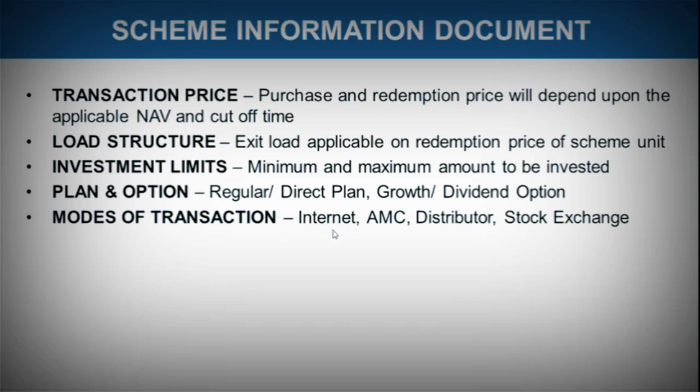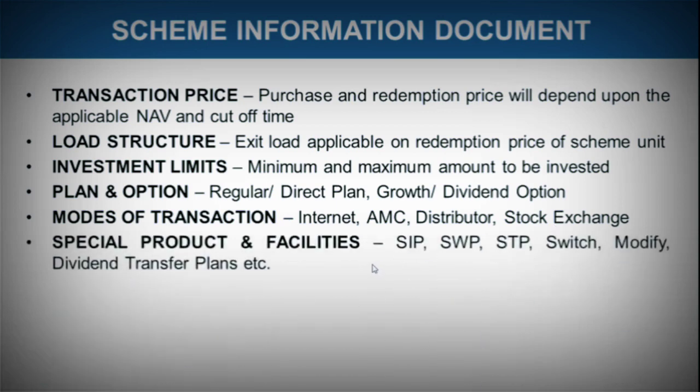Modes of transaction, it will mention through the internet. You can also make a transaction by going physically to the AMC's branch. It could be through a distributor or the stock exchange. Then special products and facilities would also be mentioned in the scheme information document, like SIP, which is a systematic investment plan, in which monthly or quarterly you are investing a certain amount.